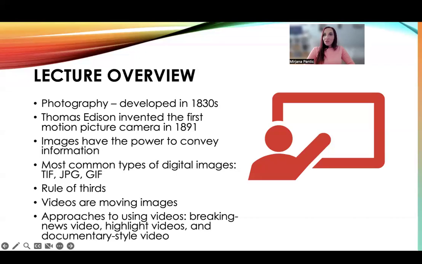Images are important in journalism because they have the power to convey information, but they also provide some form of evidence for what we are talking about. So this has just happened, see the image of it, what I'm saying is true. They also, in a way, verify all the information that we are delivering to our audiences, viewers, readers, and listeners. The most common types of digital images are TIFF, JPEG, and GIF.